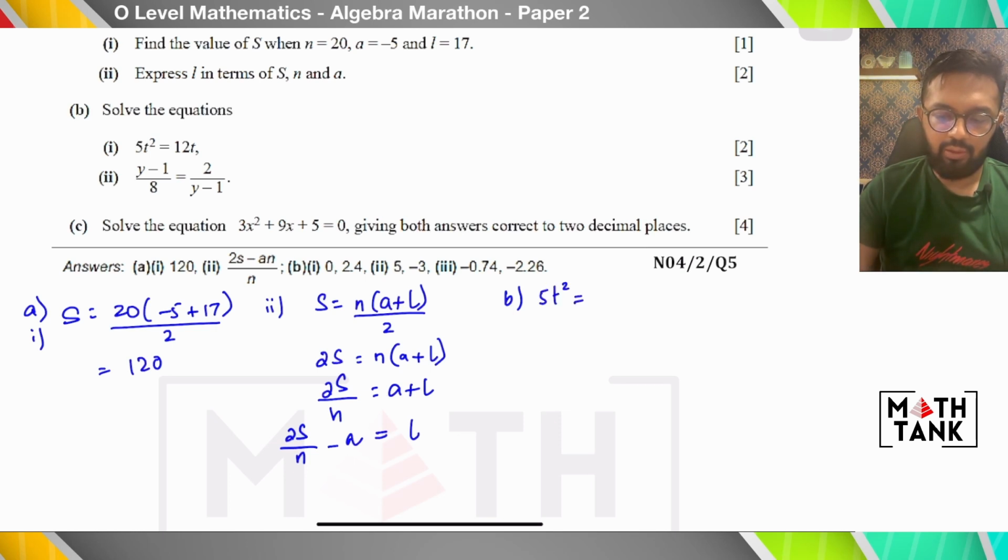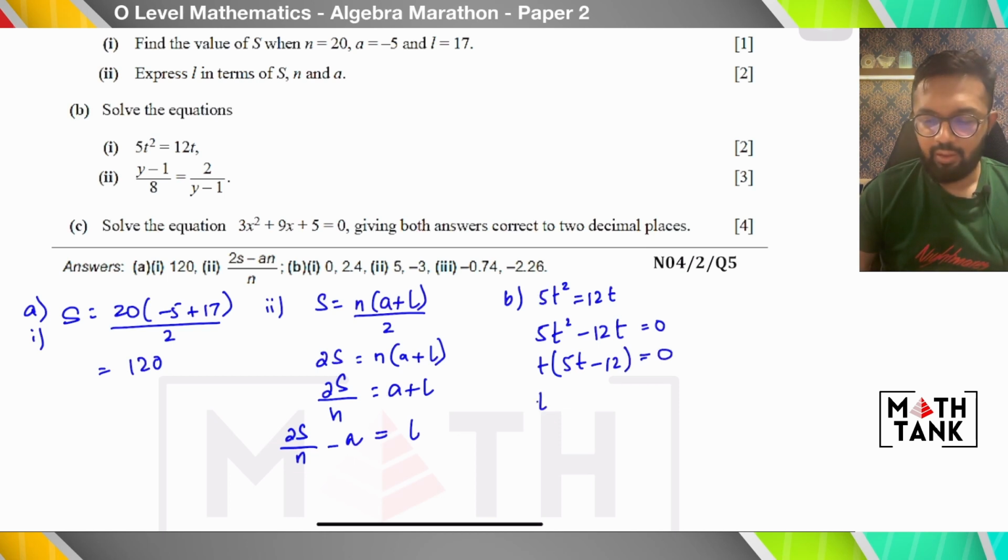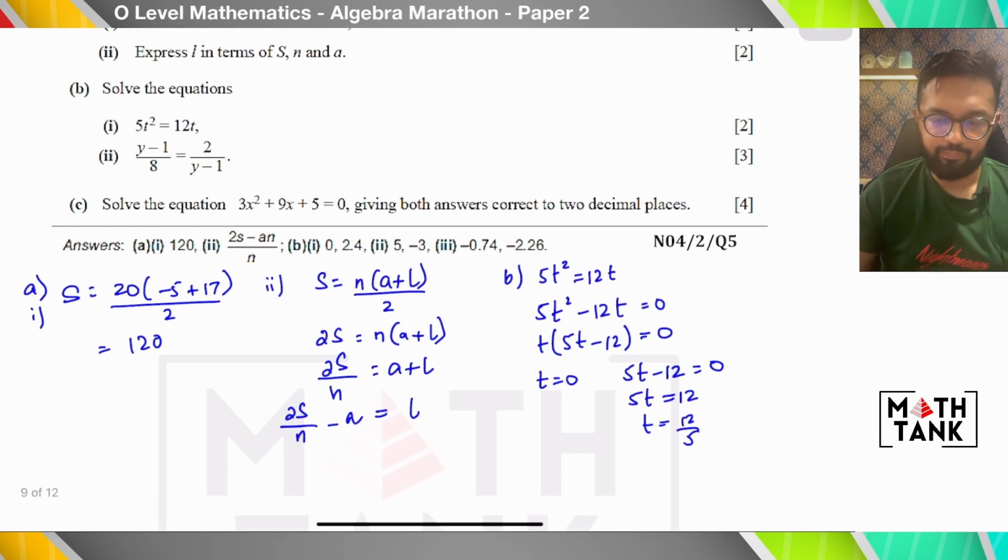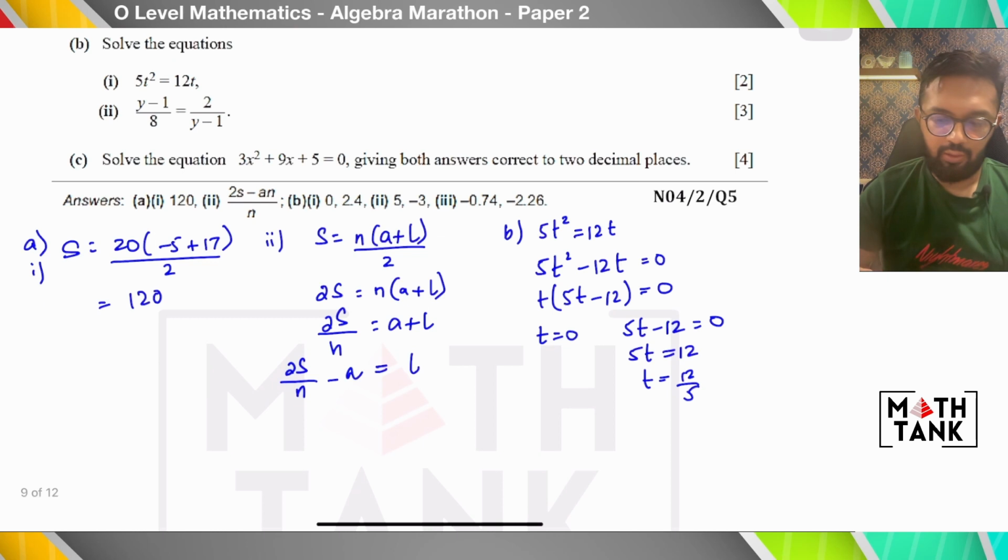Now remember that a lot of you have this habit that you take this t to the other side and cancel it out. What that leads to is a loss of the root. What you need to do is bring this to this side and then say that a t can be pulled out common. So I get t times (5t minus 12) equals 0. So either t equals 0 or 5t minus 12 equals 0, 5t equals 12, and t equals 12 divided by 5. That's part 1.